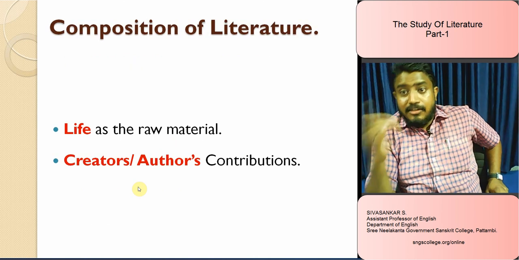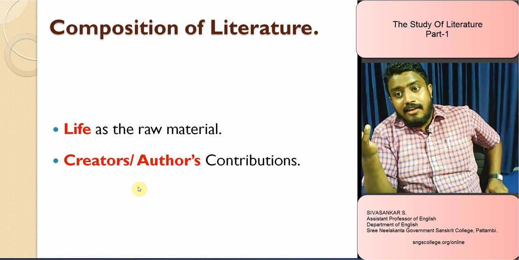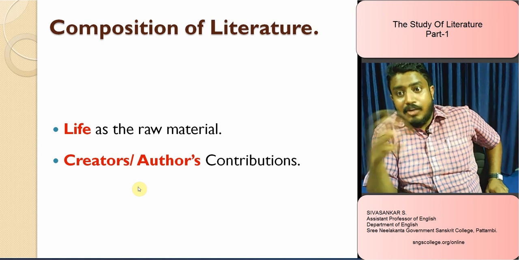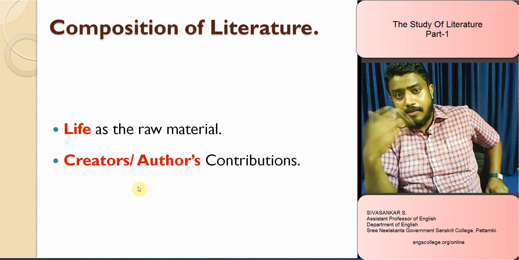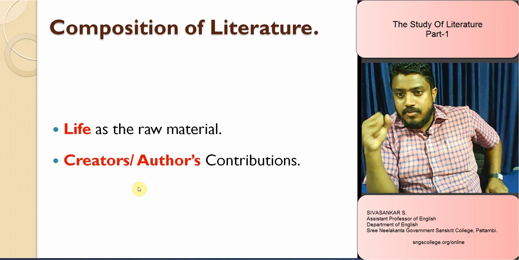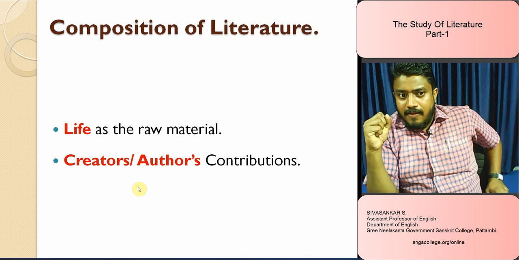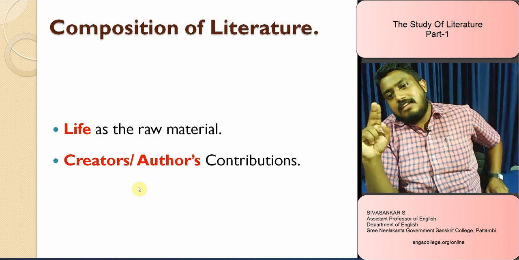And now let us go back to the definition by William Henry Hudson. He said literature is a composition. Literature is a book, and literature is a composition. It's something which is composed, just like a piece of music. And in this composition, two basic materials are there.